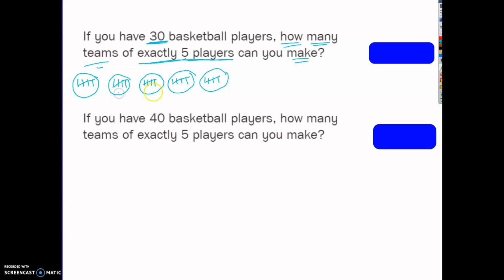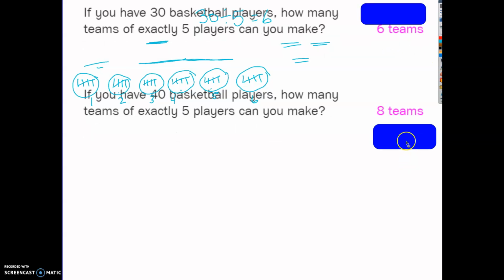Before I go any farther, I'm going to count how many players I've used so far. 5, 10, 15, 20, 25. Well, 25, 26, 27, 28, 29, 30. There's my 30 players. How many teams did I come up with? 1, 2, 3, 4, 5, 6. So I had 30. I divided them into equal groups of 5, and I have 6 teams. Let's see if I'm correct. Oh darn it, I gave you the answer for that one. And woohoo, I am correct.